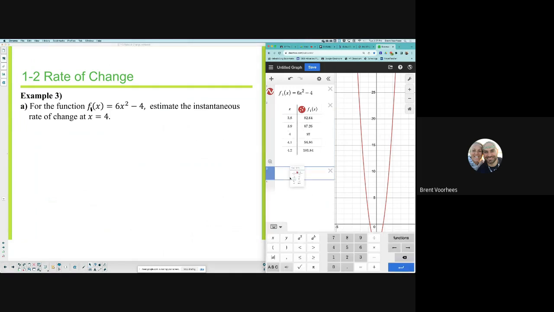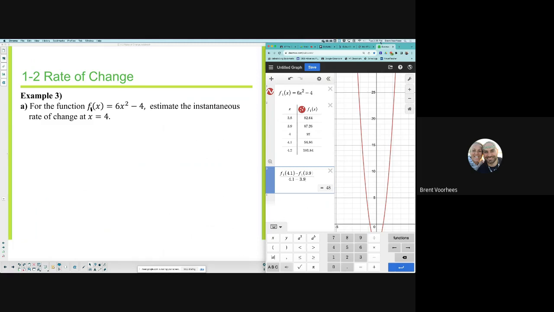When you have a new doc, here's what I want you to type in. Type in F1 parentheses 4.1. Type in 4.1 on your calculator. Don't press enter. Minus. Oh, wait. Before you press minus, you're going to have to hit control divide. Control divide will give you a fraction line. Minus F1 parentheses 3.9 over 4.1 minus 3.9. Type that in and see if you get the same values.